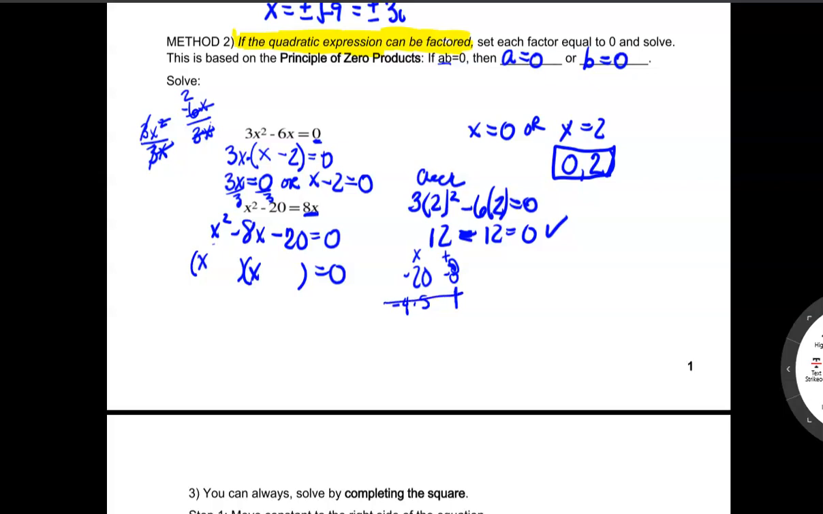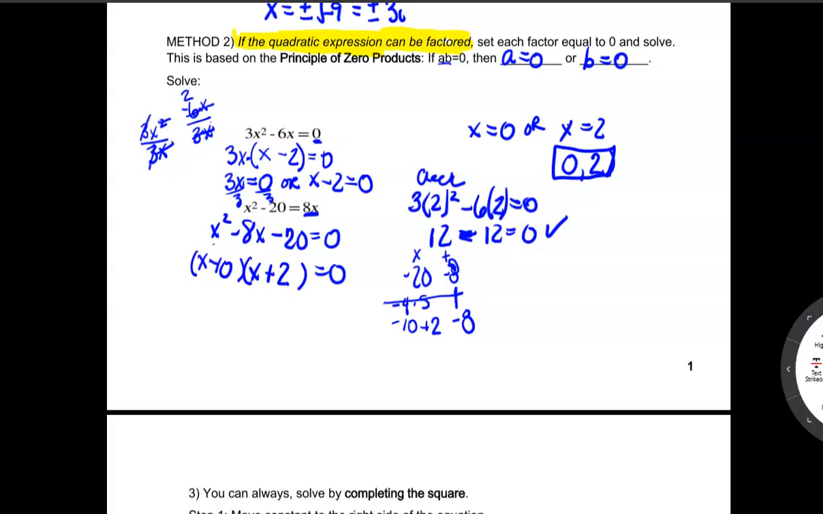What else could we do to get product is negative 20? How about negative 10, positive 2? Negative 10 times positive 2 is a negative 20. When we add those together, we get negative 8. So that's what we want. So our factors here are x minus 10 and x plus 2.